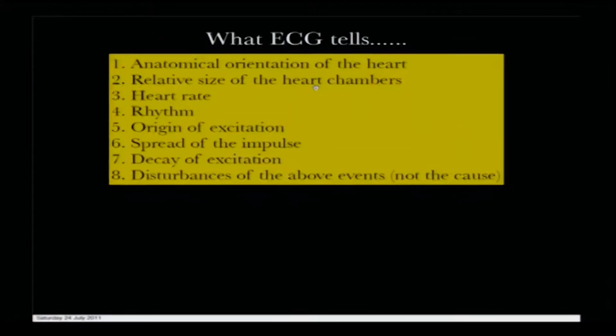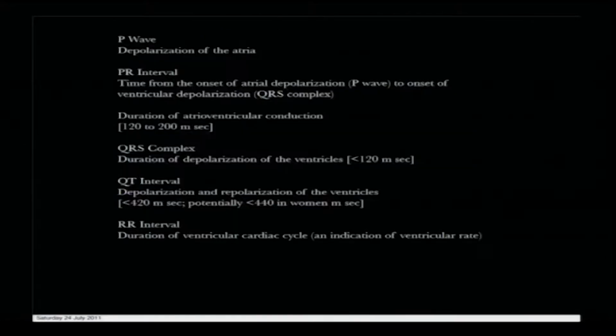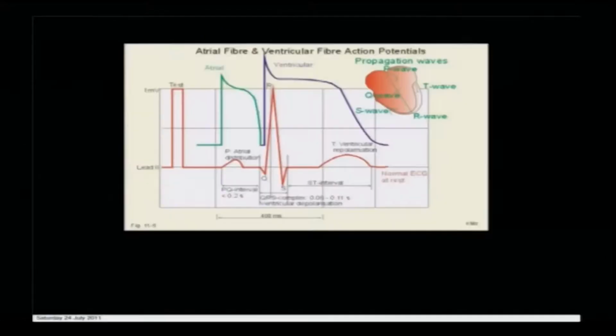Okay. What does ECG tell? Now, this is very important to go through very carefully. ECG can tell you about the anatomical orientation of the heart. Is the heart anatomically in the right place? Is the wave moving from the atria to the ventricles? It can also tell the relative size of the heart chambers, because if you look at the time window, it can tell you relative size.